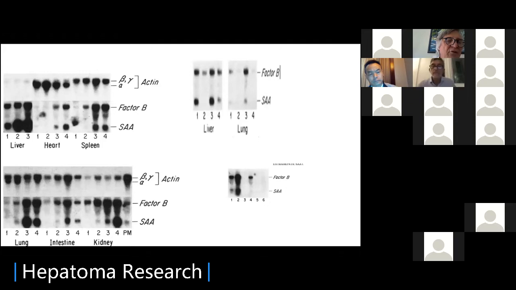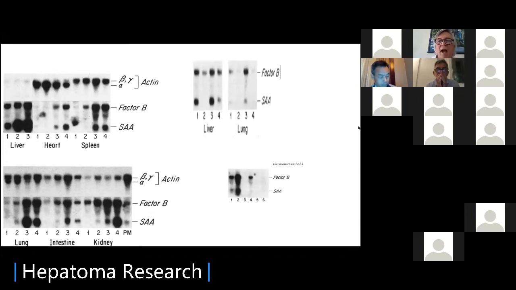And as you can see, there is an upregulation of acute phase proteins, not only in the liver when the animals were treated with endotoxin, but also in the heart, in the spleen, in the lung, in the intestine, and in the kidney, in the same way. That means that proteins which are expressed in the liver are also expressed in other organs. But of course, the liver is the organ which is responsible for the generation of the serum level of those proteins.